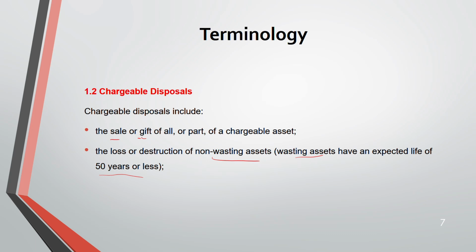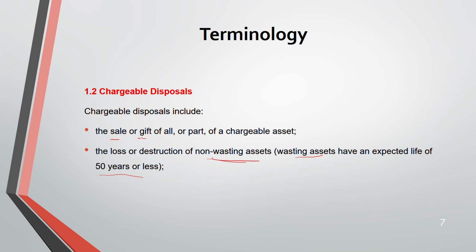Non-vesting asset: an asset which has more than 50 years. If a vesting asset has an expected life of 50 years or less, a non-vesting asset has more than 50 years. So if this is destroyed or lost, that is also taken as a chargeable disposal.